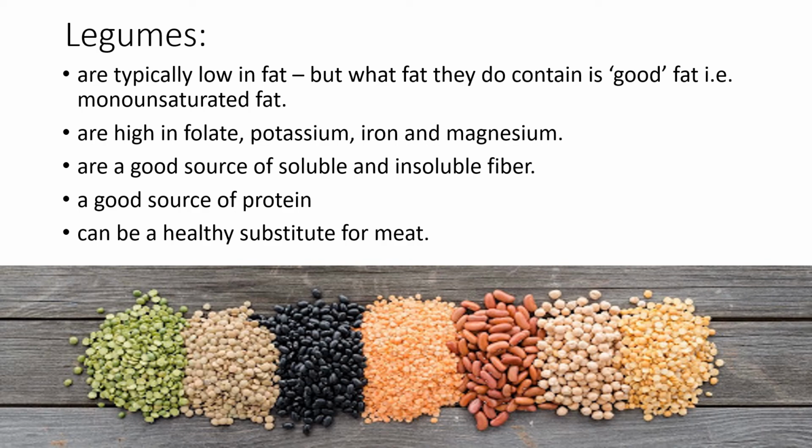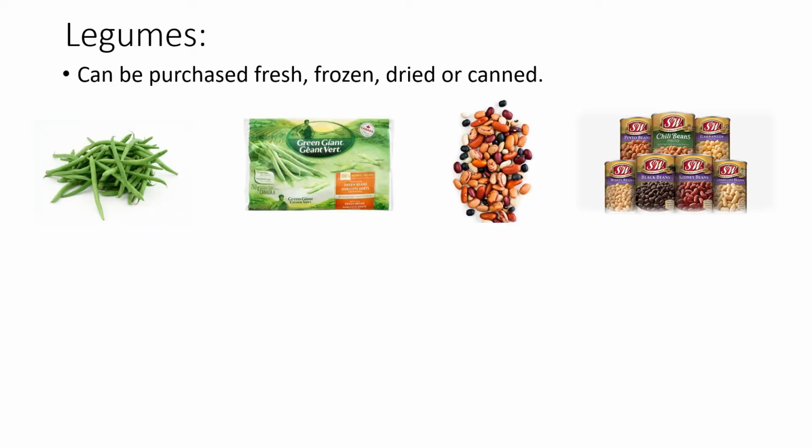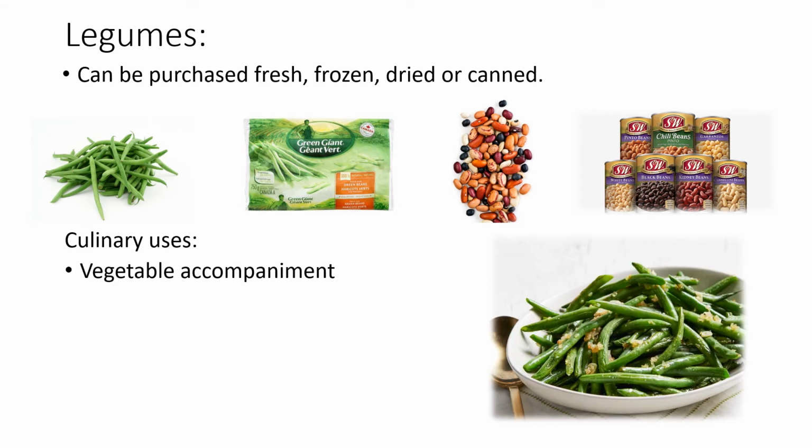You can buy these legumes fresh, we can buy them frozen, we can buy them dried, we can buy them canned. They come in a variety of different ways. For culinary applications, beans or legumes can be used as a vegetable accompaniment, as a side dish on the menu.